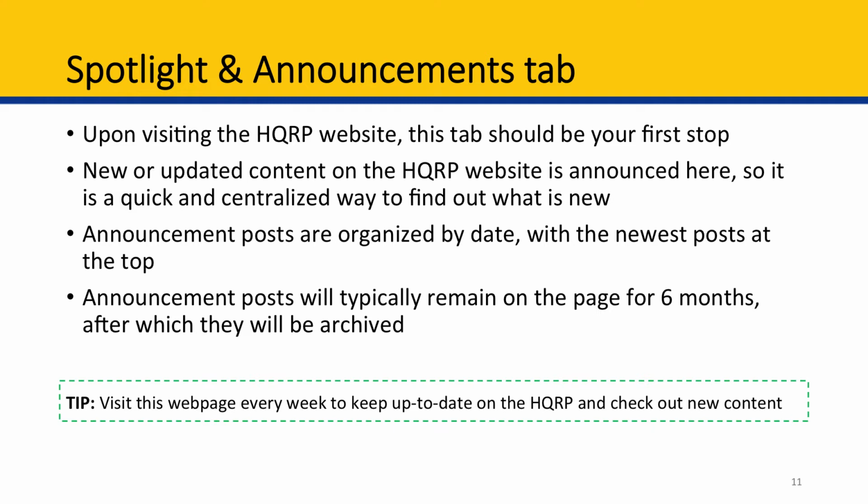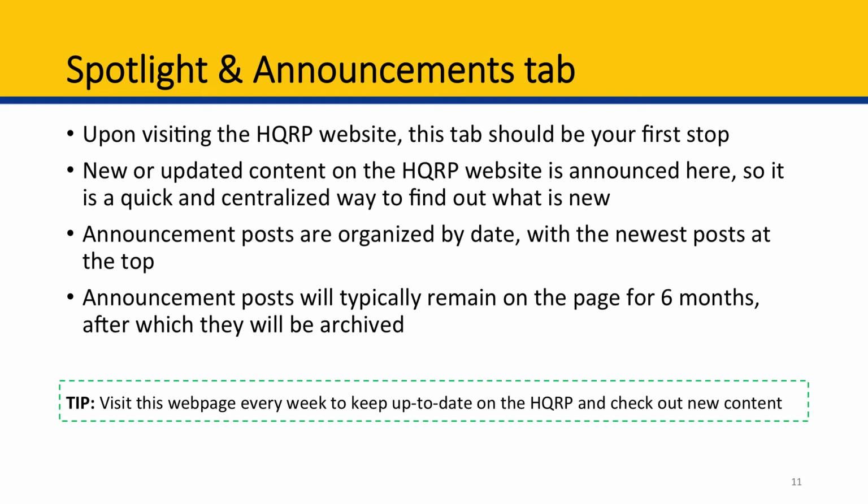That's because it's a running list of all new content across all the HQRP tabs. As we just saw, there's a lot of tabs on the CMS HQRP website, so it could take you a while to click through each one individually and look for new content. But if you go to the Spotlight and Announcements tab first, it will tell you what's new across all the tabs. For example, if a new fact sheet is posted on the HQRP Requirements and Best Practices tab, it will be announced here on Spotlight and Announcements, and a hyperlink to the resource will be included.